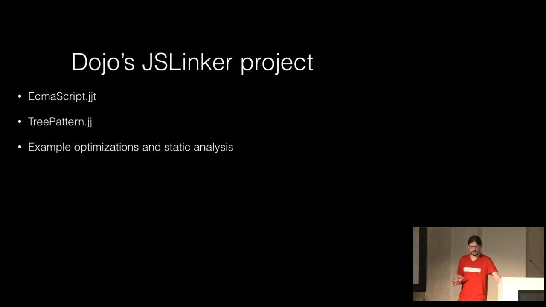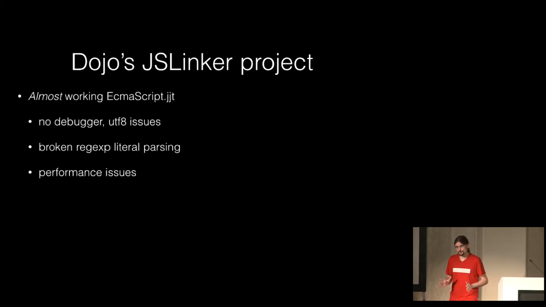The reason I had to reach out to them is that I found it was an almost working ECMAScript.jjt. They were missing a few things. They didn't have the debugger statement, which, to be fair, wasn't used in a lot of apps until a few years ago. It had some major UTF-8 issues: a lot of strings that had any kind of UTF-8 character in them, it would just stop and not understand what they were talking about. That turned out just to be a flag that had to be flipped in their preamble, in their configuration settings.